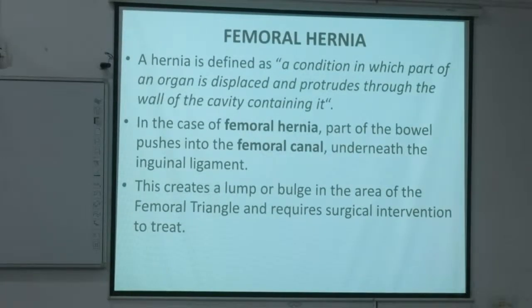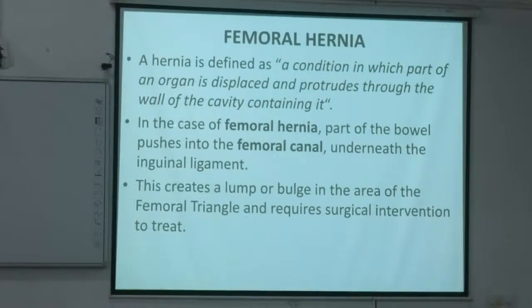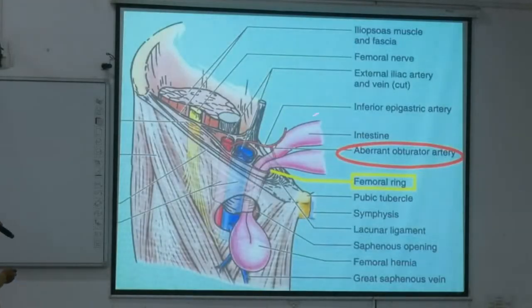Next is femoral hernia. What is hernia? Hernia is defined as a condition in which a part of an organ is displaced or protrudes through the wall of the cavity containing it. In the case of femoral hernia, part of the bowel pushes into the femoral canal and underneath the inguinal ligament, and this creates a lump or bulge in the area of the femoral triangle, and it requires surgical intervention to treat.